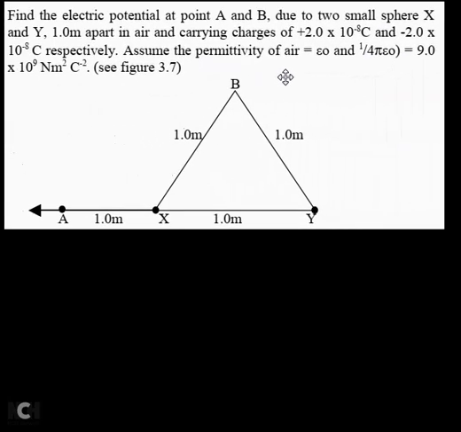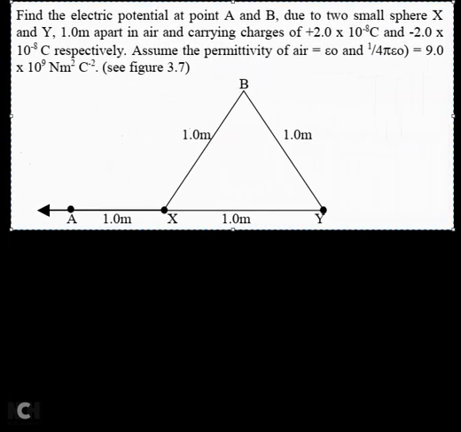Here we go. All right. So this goes this way. Find the electric potential at point A and B. Okay, so I have 2 points. I want to find the electric potential. This is point A, and here is point B.